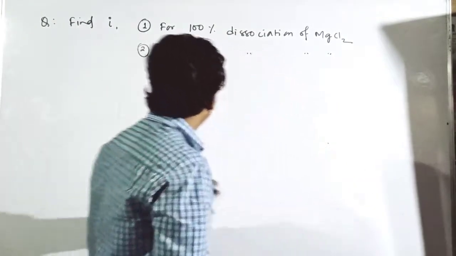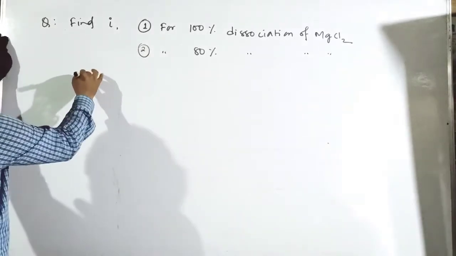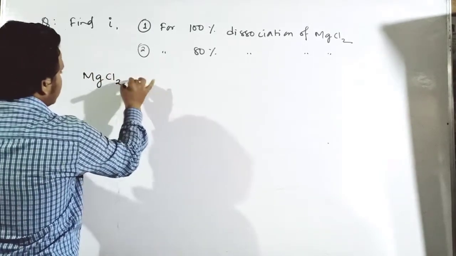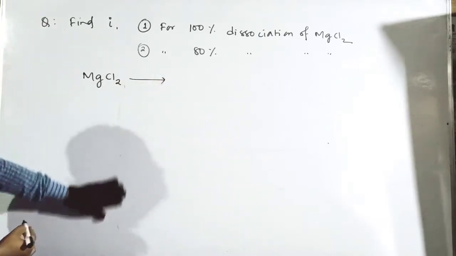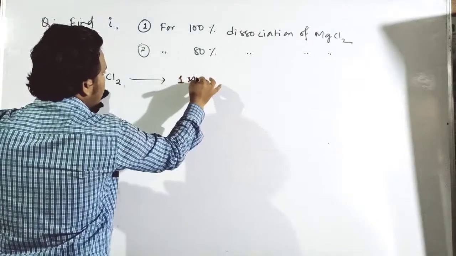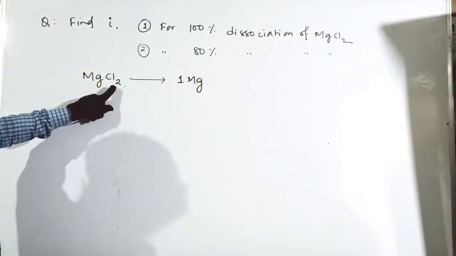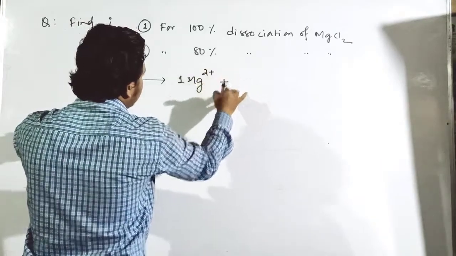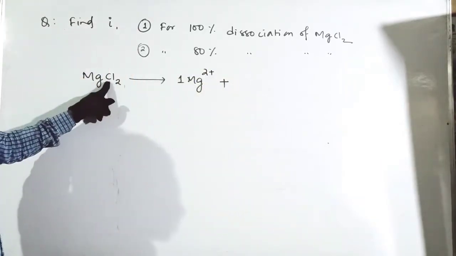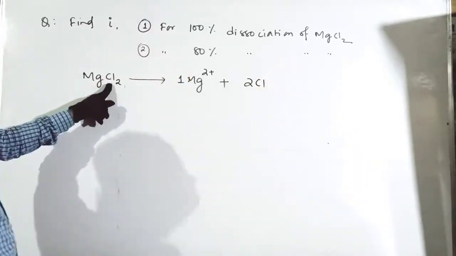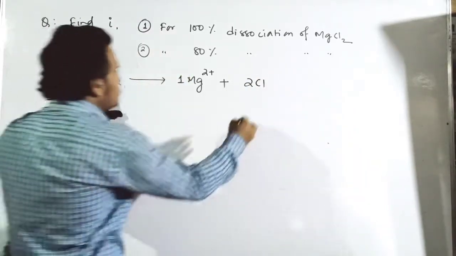Now what is given? Magnesium chloride, MgCl2. If we break it, then what will be the product? Magnesium one time. So one time of magnesium. What is the charge? Second one, 2. So it will be 2 positive plus. Chlorine, how many times? 2 times. 2 times of chlorine. What will be the charge? First one, so minus 1.